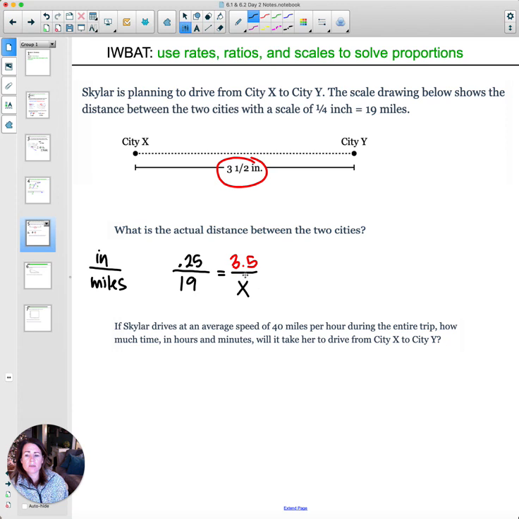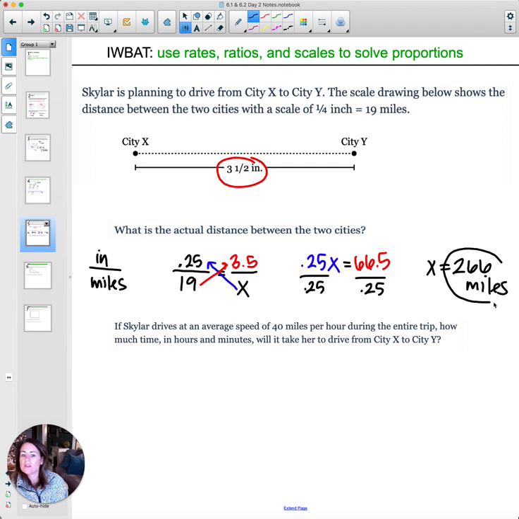So then you can just cross multiply these. So multiply this x up, and you'll get 0.25x on the left, and then equals multiply 19 times 3.5, and get 66.5 on the right. Then divide by 0.25, and you'll get x equals 266. So 266 miles is how far these two cities are actually apart from each other.